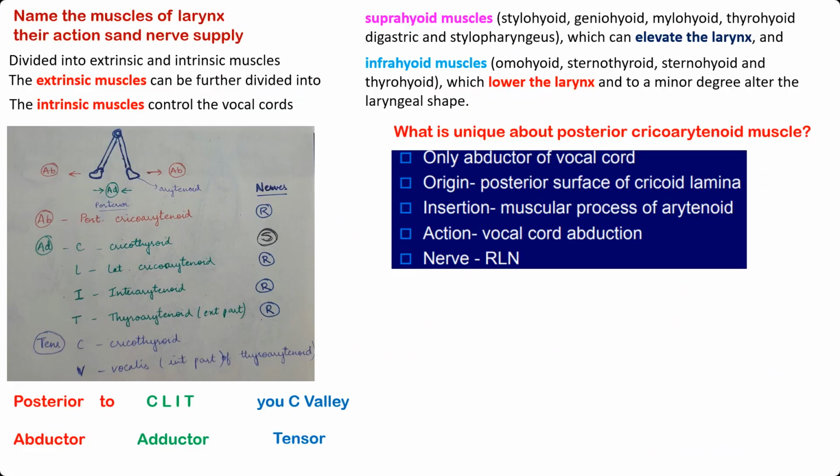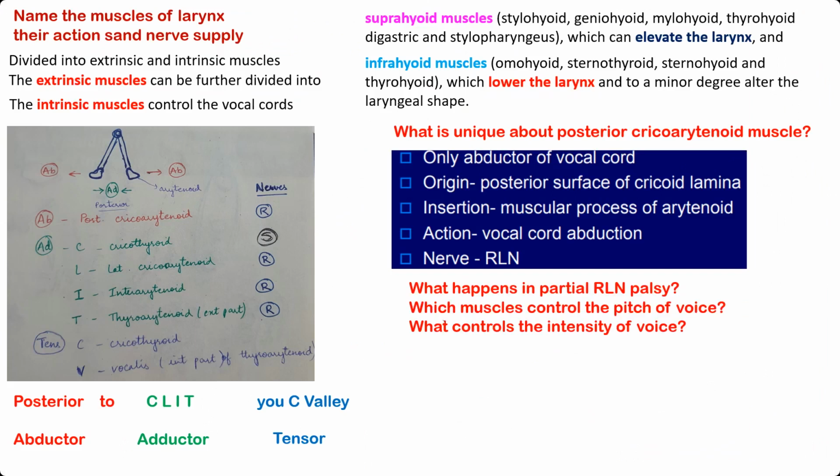And that is the reason why nowadays we have methods to assess the damage of the recurrent laryngeal nerve intraoperatively, by using endotracheal tubes which have a nerve stimulator attached to them. So nowadays we have gone to that level to prevent recurrent laryngeal nerve injury. This question is very commonly asked in the examination: what happens in partial recurrent laryngeal nerve palsy?